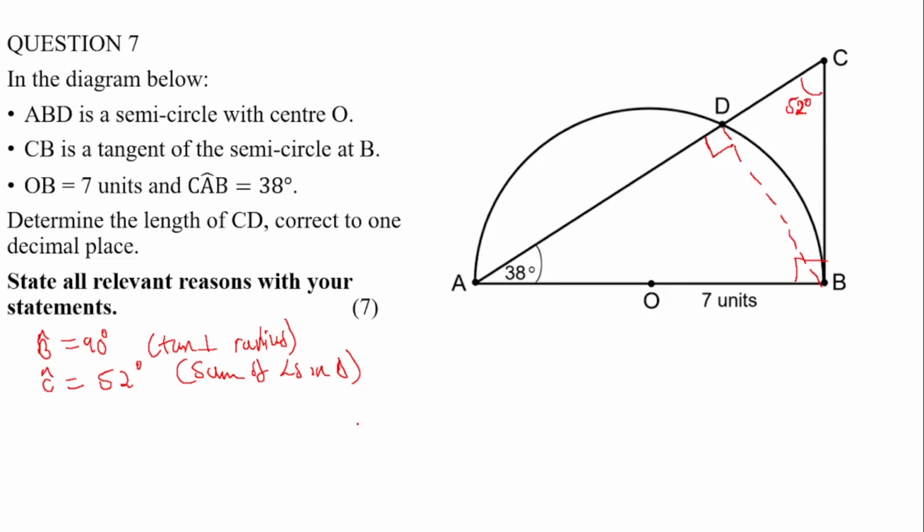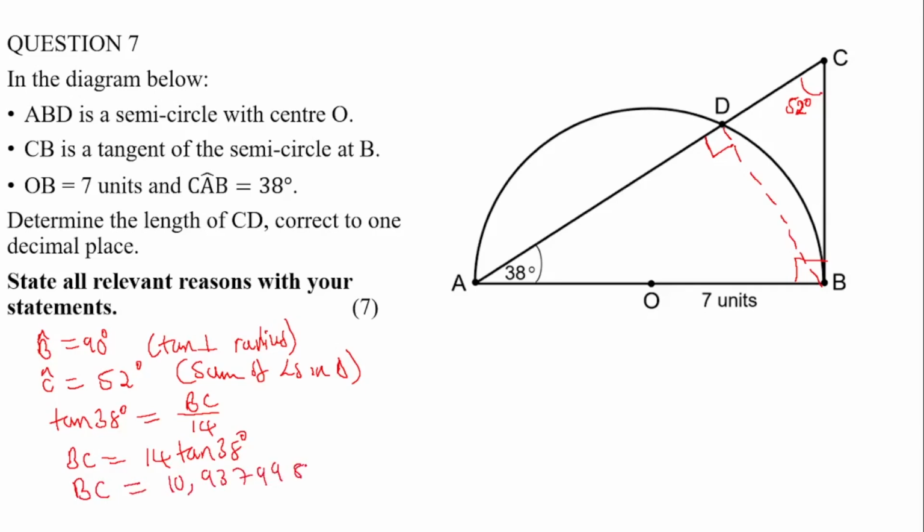Right, using triangle ABC. So BC is the opposite side, and then AB is the adjacent side. So we can use tangent of the angle here. So we can say tan 38 degrees is equal to BC over AB. AB is 14, so it's 14. Therefore BC is equal to 14 times tan 38 degrees after multiplying both sides by 14. Then BC is equal to 10.93799877. Okay, that is BC.